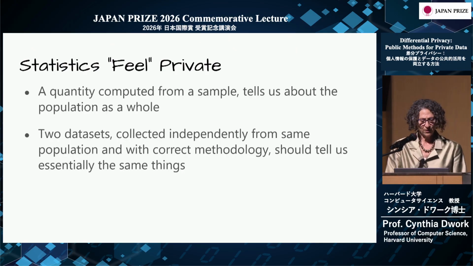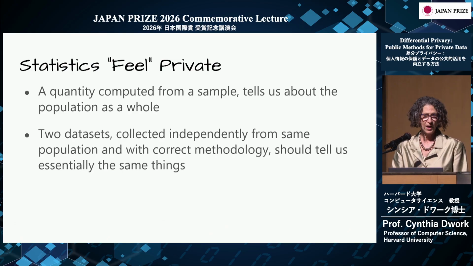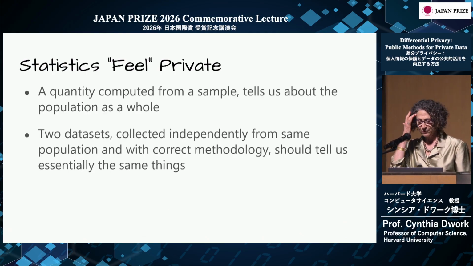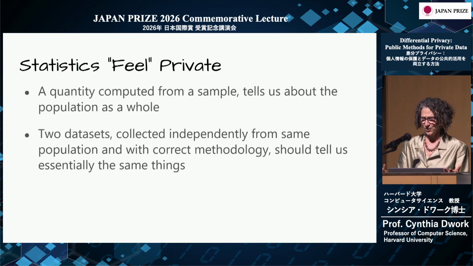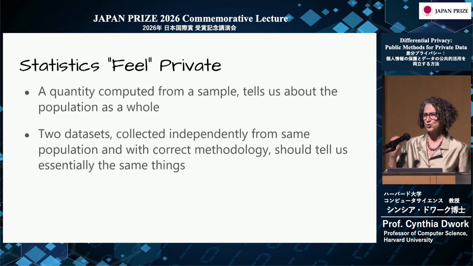Two data sets that are collected independently from the same population and with proper sampling methodology really should tell us essentially the same things. This is why the field of statistics actually works. It doesn't matter which sample you use, just a well-chosen sample, a proper randomly chosen sample, should tell you about the population.